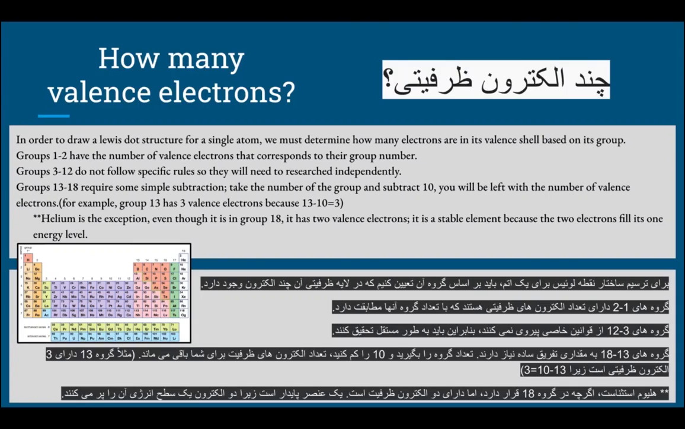For example, group 13 has 3 because 13 minus 10 is 3, and group 17 has 7 because 17 minus 10 equals 7. The exception to this is helium, because even though it's group 18, it has 2 valence electrons. It is a stable element because the 2 electrons fill its 1 energy level. And helium is in the top right of the periodic table.